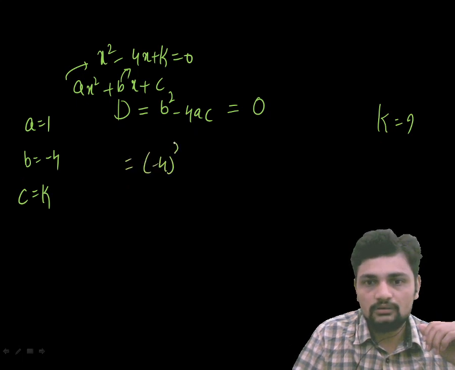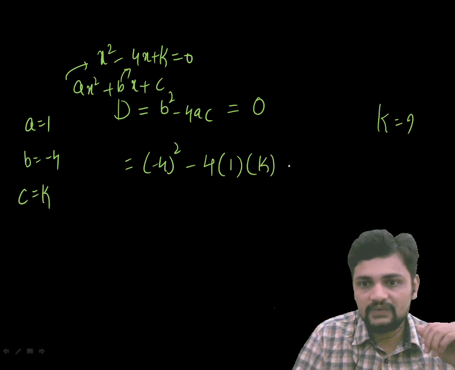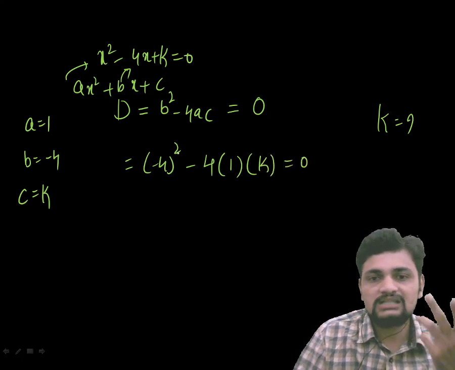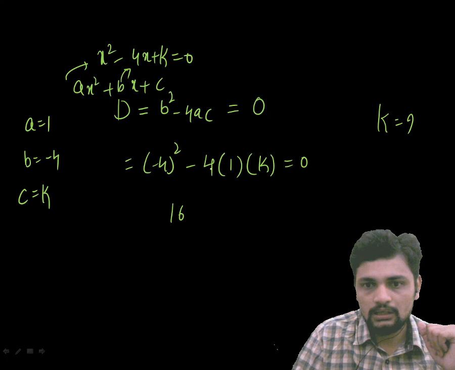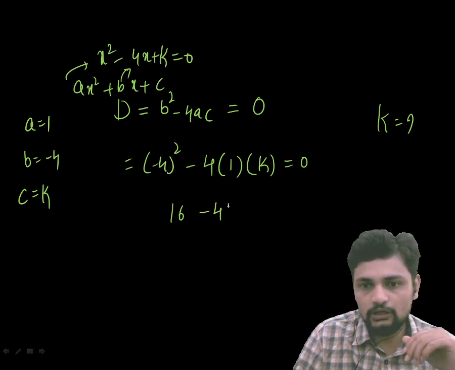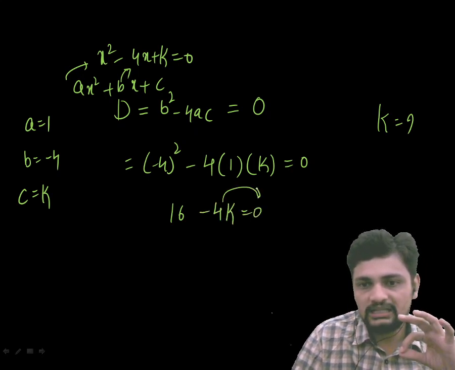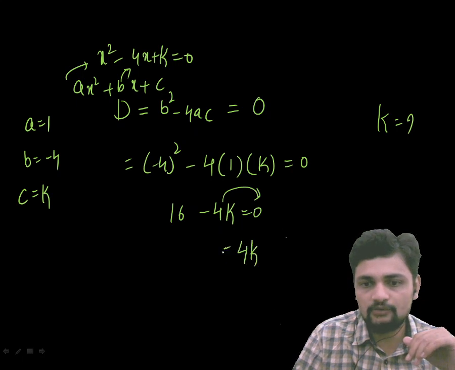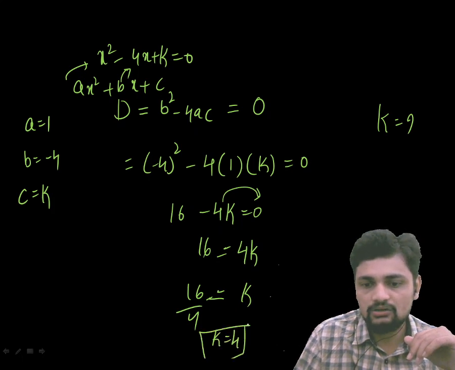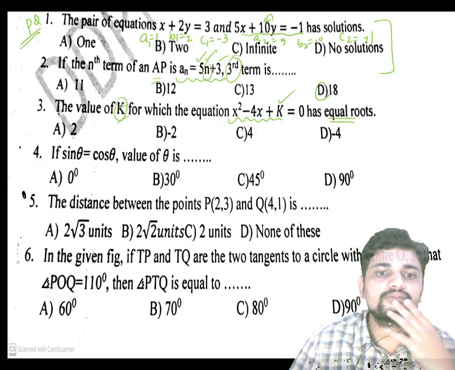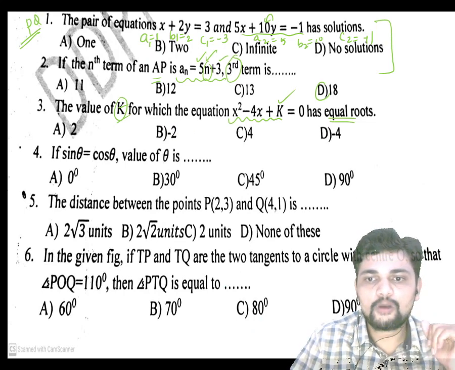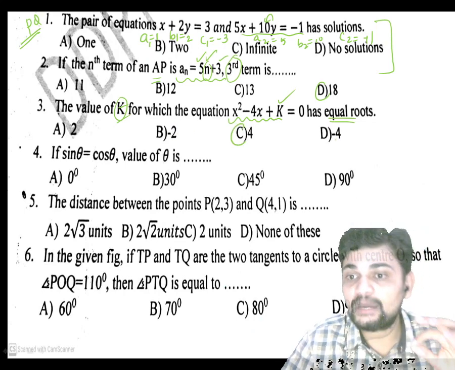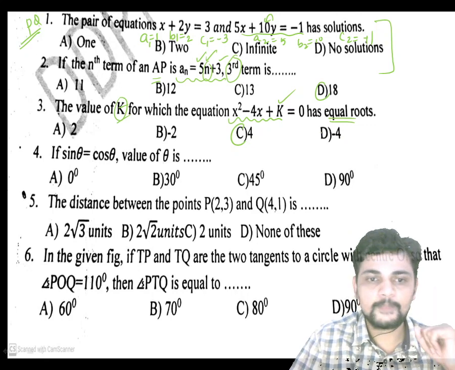So substitute these three values here. b is minus 4, a is 1 and c is k. Equate it with 0. So minus 4 whole square is plus 16 and minus 4 into 1 is minus 4 into k equal to 0. Move this minus 4k to RHS, it will become plus 4k. So the value of k will be 16 by 4, which is 4. So the value of k is 4. So if you compare with the options, option C is correct. See, in option D we have minus 4. So you need to be very careful here.